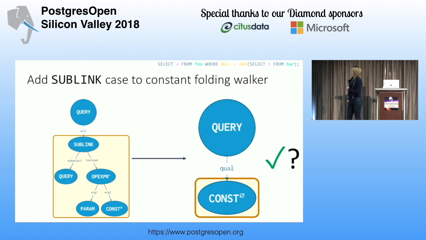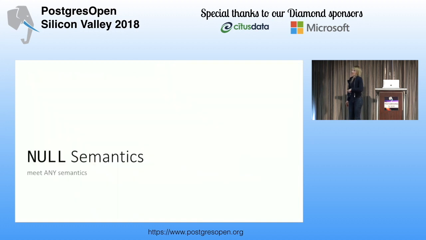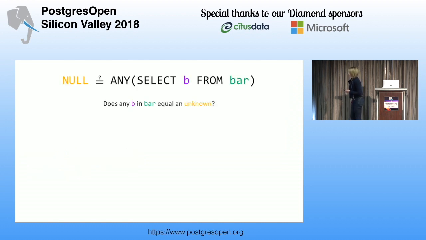So, adding a sublink case to the constant folding walker. Will we get the tree we want? It seems like a good idea, but it's not a good idea, and I'll talk about that. Now we have to go back to null semantics, unfortunately, and talk about any semantics. When we are evaluating this expression, we're asking, does any b in bar equal an unknown, right? Does anyone see where I'm going with this?